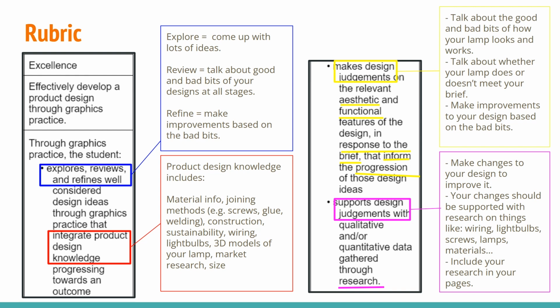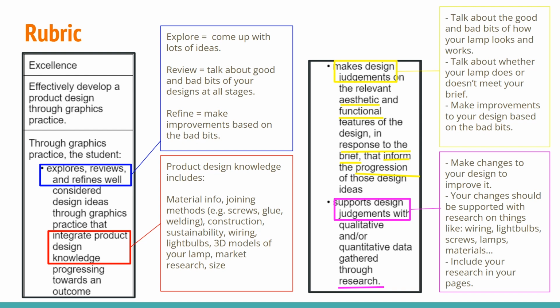Joining methods. What's the best way to join all the parts of your lamp together? Screws, glue, welding. What are the pros and cons of them? What one are you choosing and why? Construction. How is it put together? Sustainability. How can it be recycled at the end of its time, or is it made of good materials? Wiring. Where do the wires go? Light bulbs. What sort of bulb have you got? Have you got halogen or LED? A bright white light or sort of a warm orangey gold light?